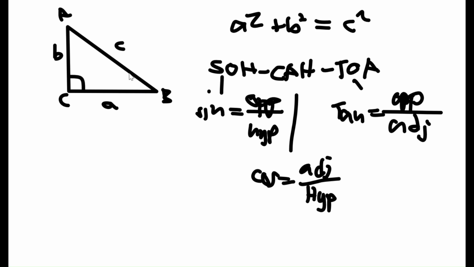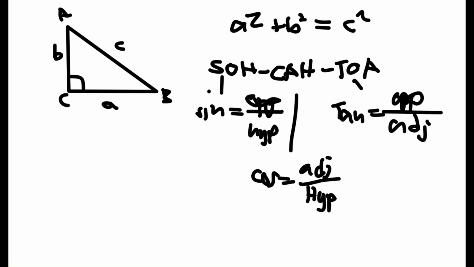So let's say your angle is over here. You are given a specific angle, angle B. Therefore, your opposite will be side B and your adjacent will be side A. And if your angle is on angle A, therefore your opposite is side A while your adjacent is side B. And C remains your hypotenuse.